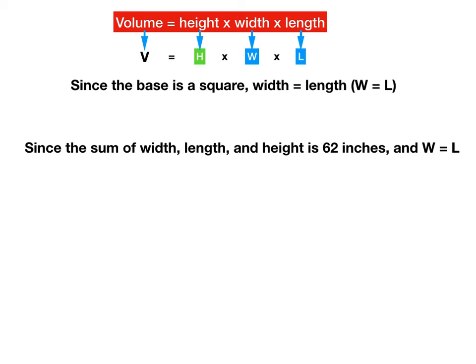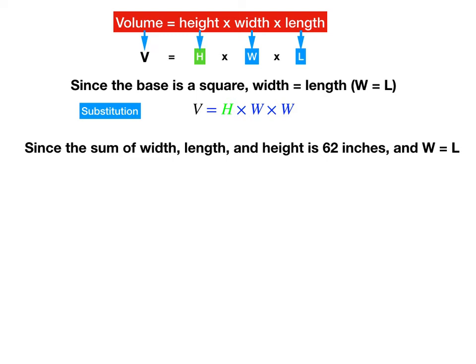Let's start with the volume formula of a bag or a box. The volume equals the height times the width times the length. We use V for the volume, H for height, W for width, and L for length. One piece of information we know is that the base of this bag is a square. That means the width equals the length. Then we can substitute the length by the width, so the volume equals H times width times width.